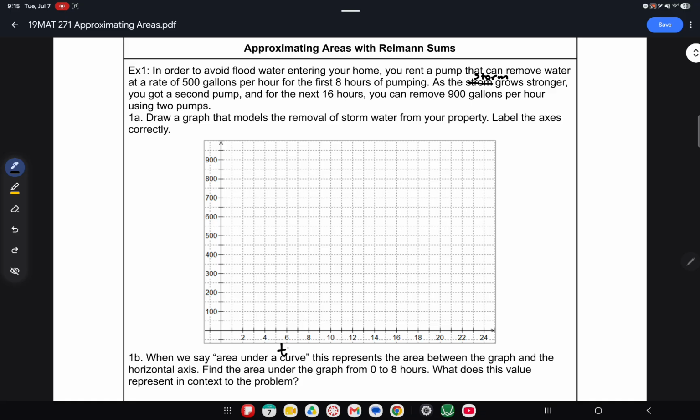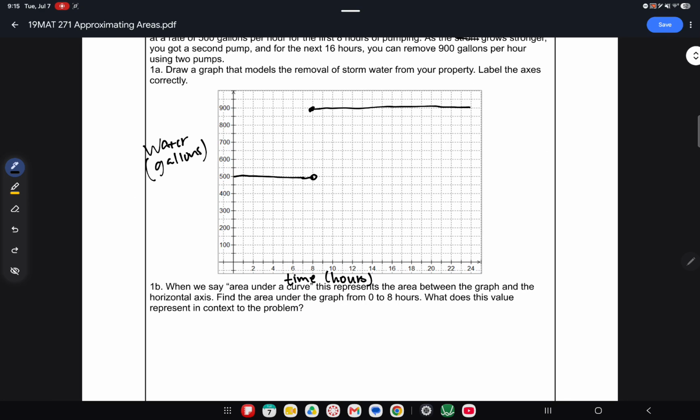So our x-axis is our time in hours, and then the y-axis is going to be the amount of water, and that's in gallons, right? So if we have a graph of gallons per hour, the first 8 hours we can pump at 500. I'm going to put an open circle here because once we hit that 8 hours, we have that second pump going 900. Okay. And so there's our picture of our graph.